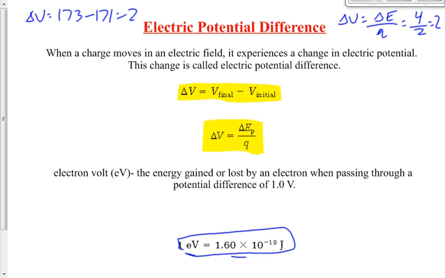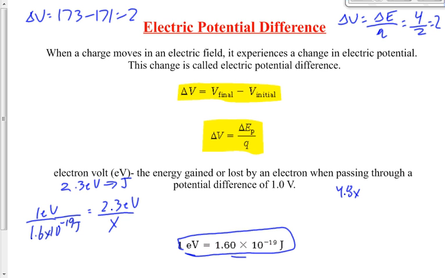Then, look, if you want to convert 2.3 electron volts to joules, let's say 1 electron volt is 1.6 times 10 to the minus 19 joules. Set it up as a fraction, is equal to 2.3 electron volts over x. You're solving for the joules that's equivalent to 2.3 electron volts. Maybe you want to convert 4.8 times 10 to the minus 17 joules to electron volts. Well, then once again, 1 electron volt is 1.6 times 10 to the minus 19 joules, set it up as a fraction, is equal to x electron volts over 4.8 times 10 to the minus 17 joules.